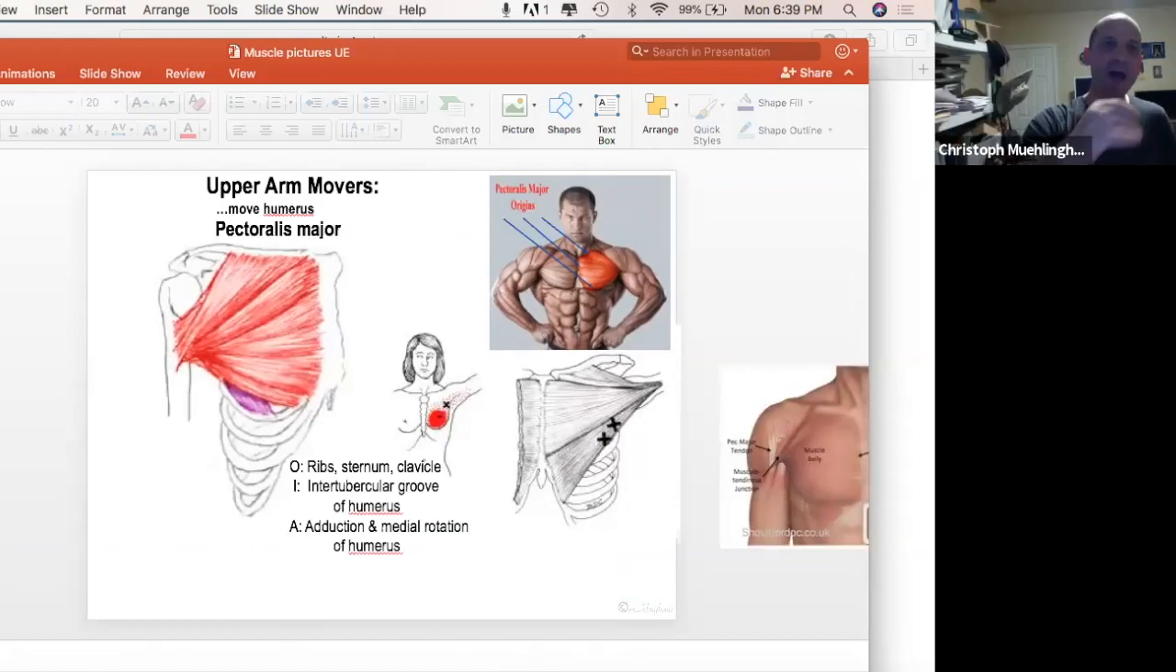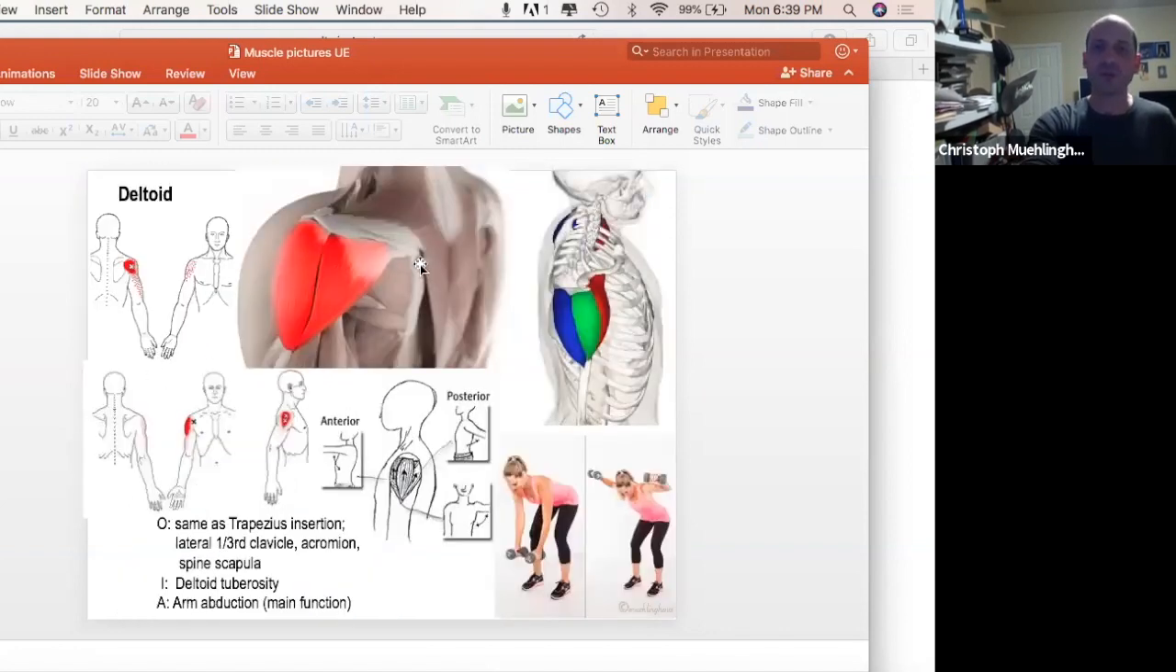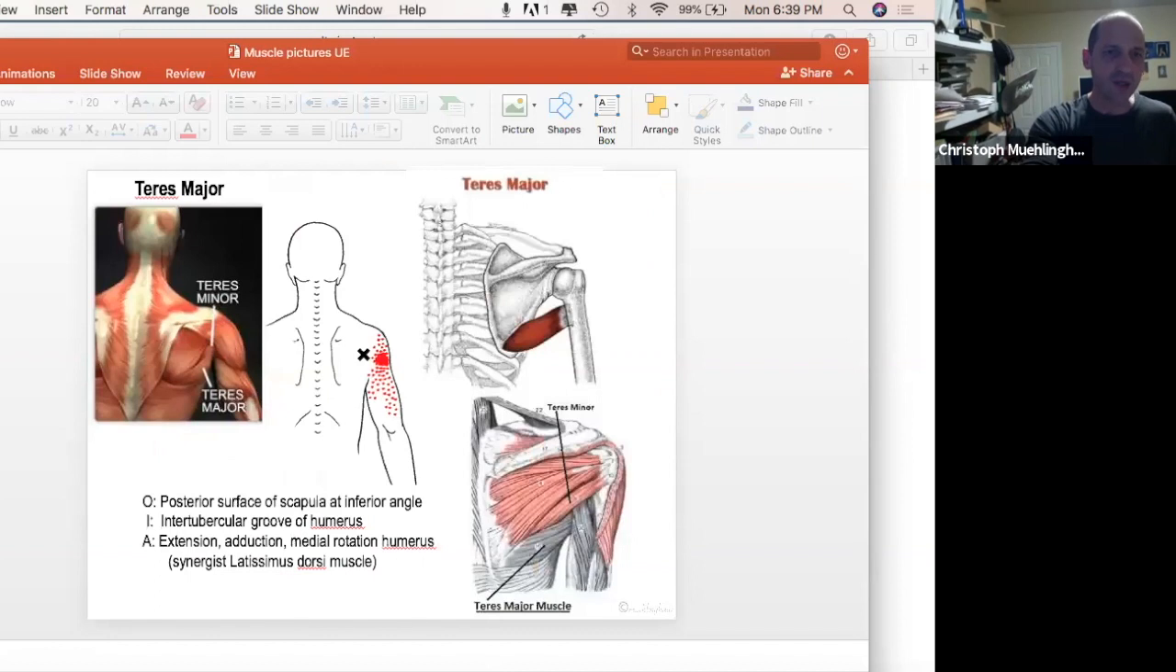So now, on the arm moving end, we have a muscle in the front, the pec major. We have a muscle in the back, the latissimus dorsi. And dorsi means back. Dorsal means towards the back. And then we have the deltoid muscle, which is an inverted triangle. That's the deltoid shape. And the only one that I have left is the teres major.